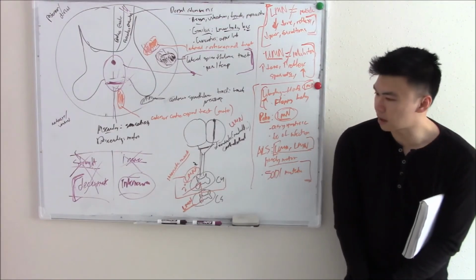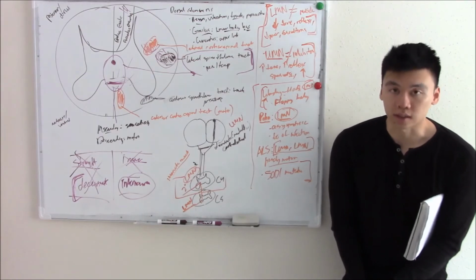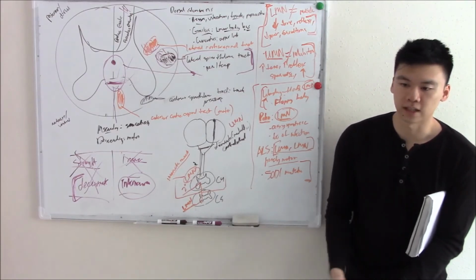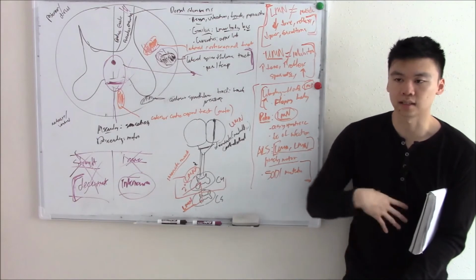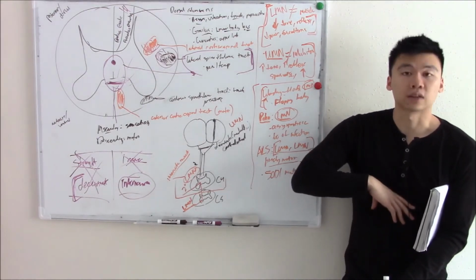Now, treatment-wise, ALS is incurable. It's progressive. Usually, one of the things you worry about, or one of the common ways they die, is they lose the motor function of their diaphragm. They can no longer breathe.